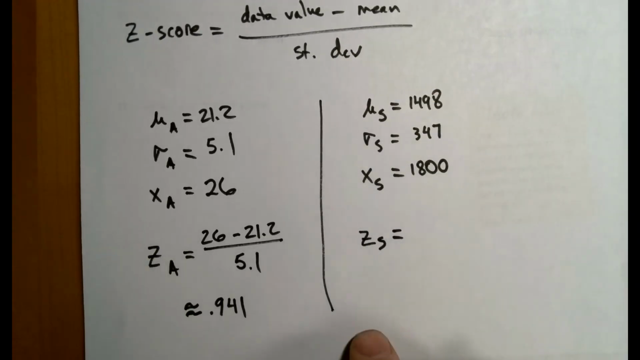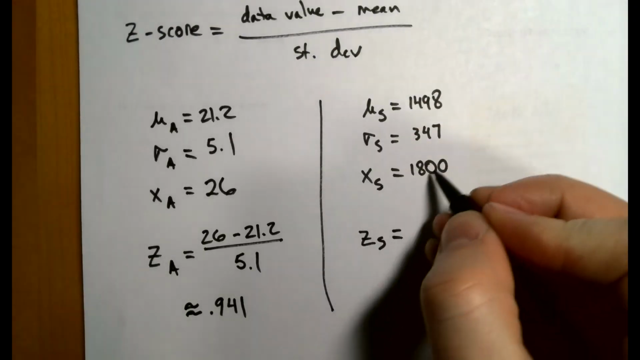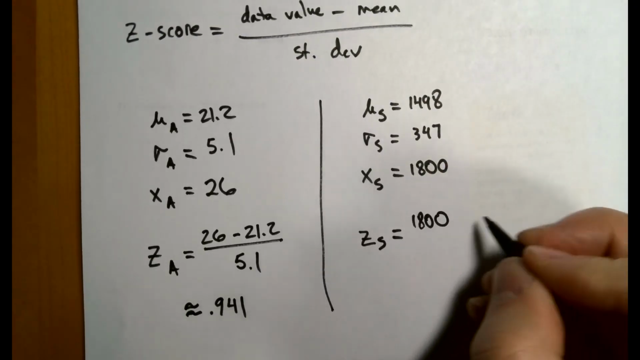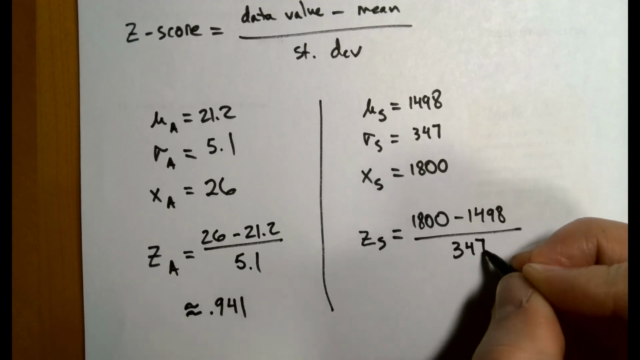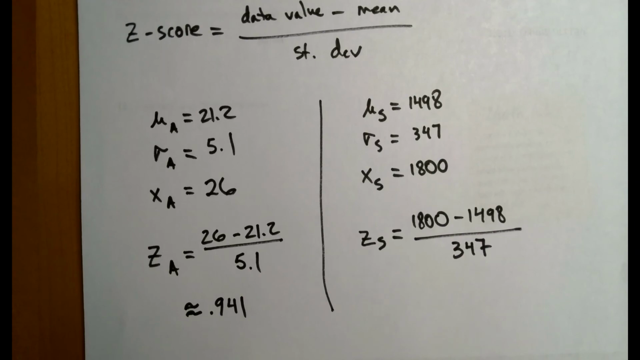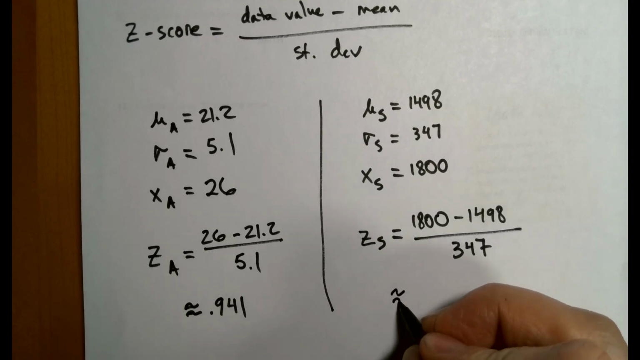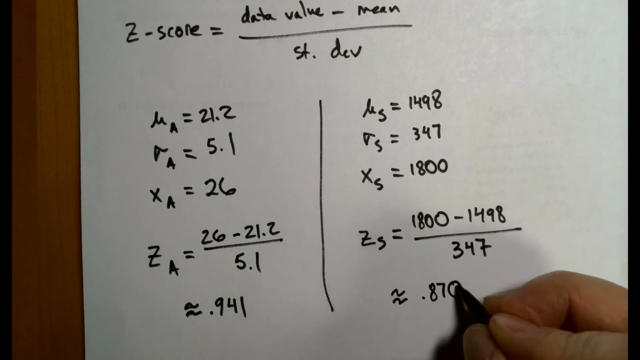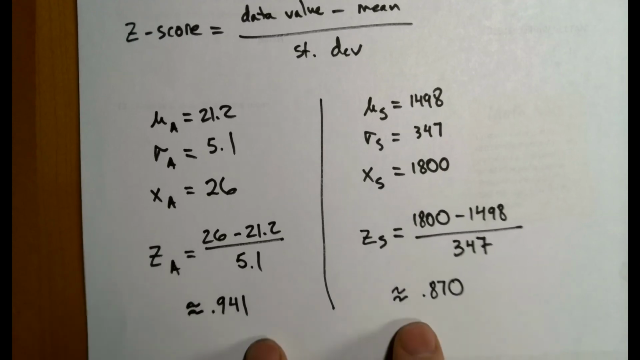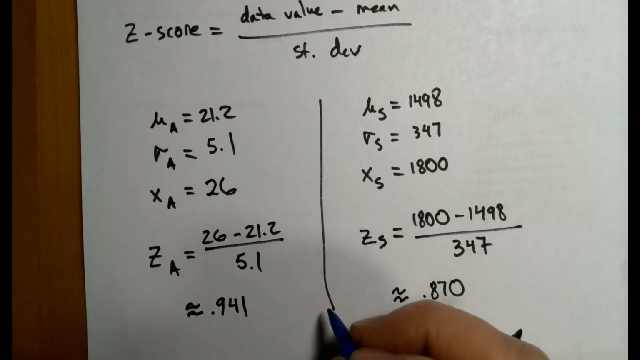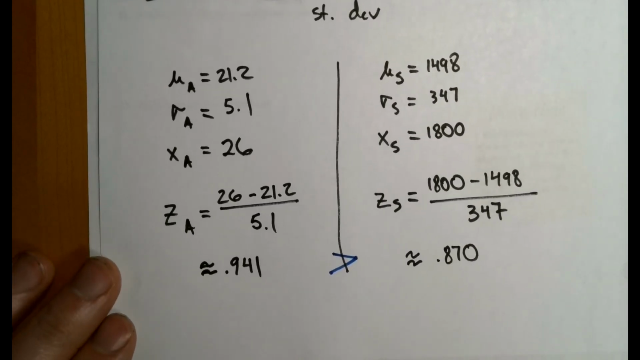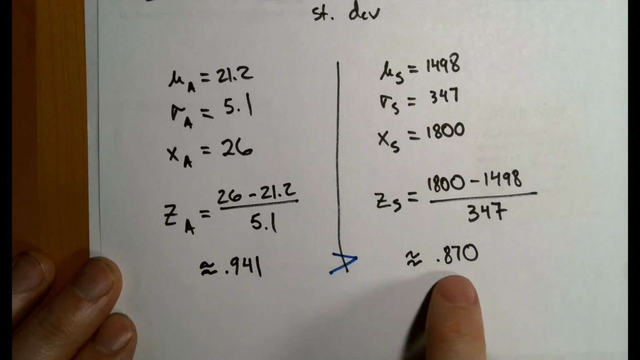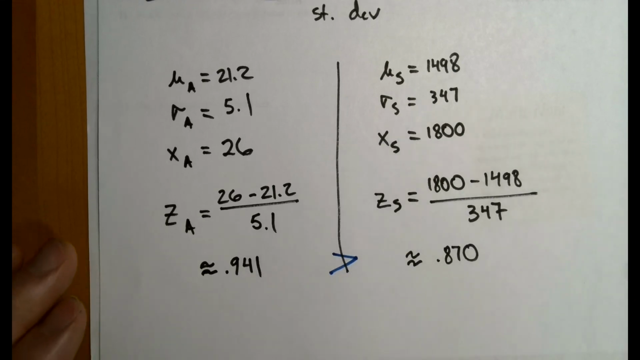Okay, so for here, we're going to do the same thing. It's just that our statistics are different. Our data value is 1800. Our mean is 1498, and our standard deviation is 347. This turns out to be approximately 0.870. So if we look at these two z-scores, the student on the ACT did better because their score is larger. Not by a whole lot, by the way. It's kind of a small amount, but still slightly better.